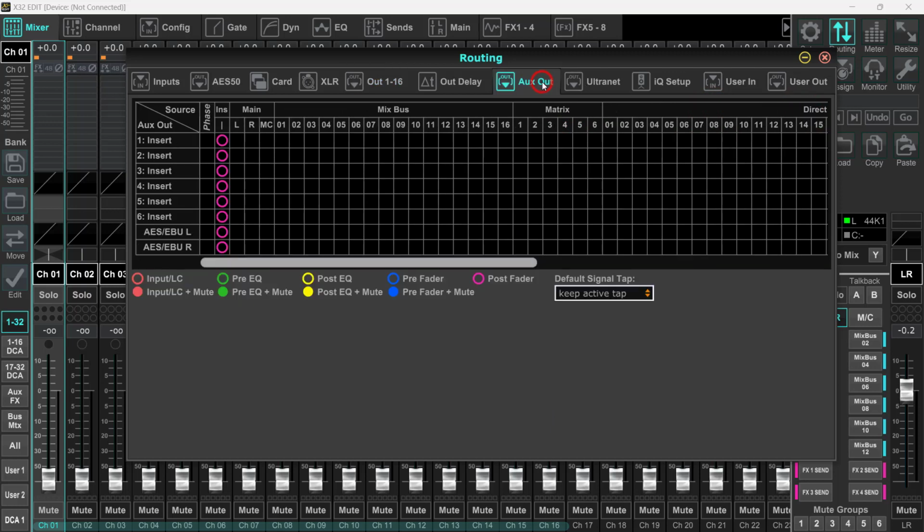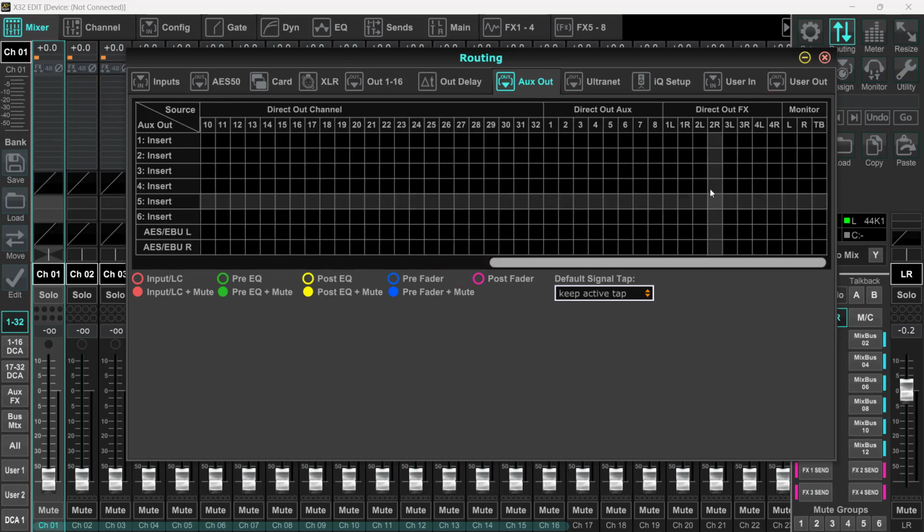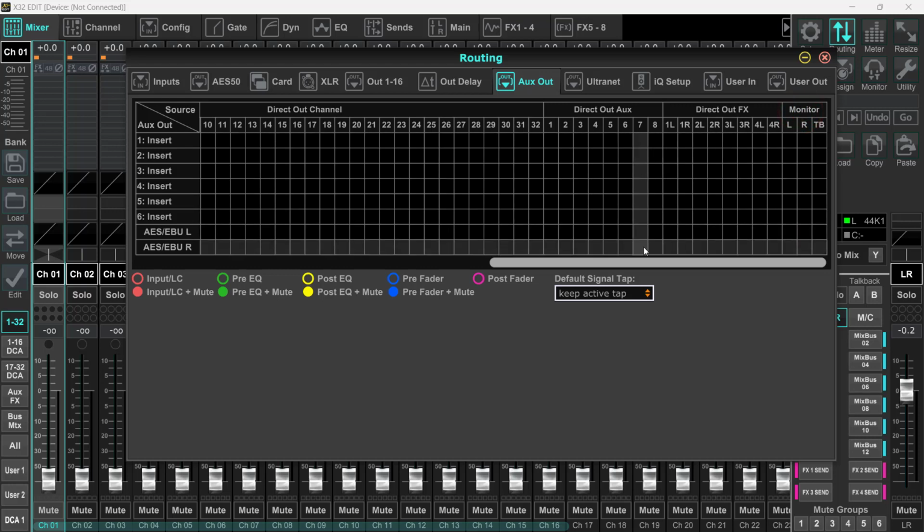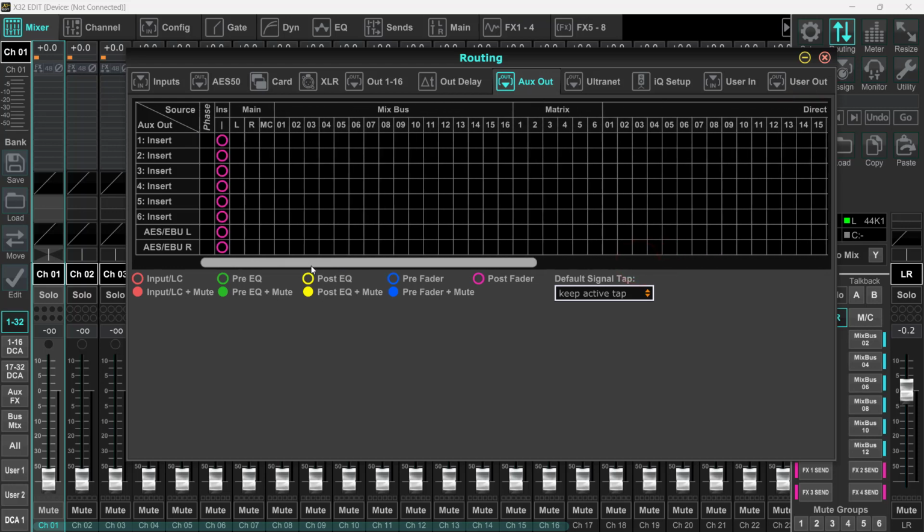If we come over here to the aux outs, as we can see, we can also assign these to the main left and right. The only difference is they're coming out of a quarter inch output instead of an XLR output. As you can see, we have the mix bus, the matrix, the direct channel out, the direct out aux, the direct out FX, and then the monitor. Okay? So those are the outs.